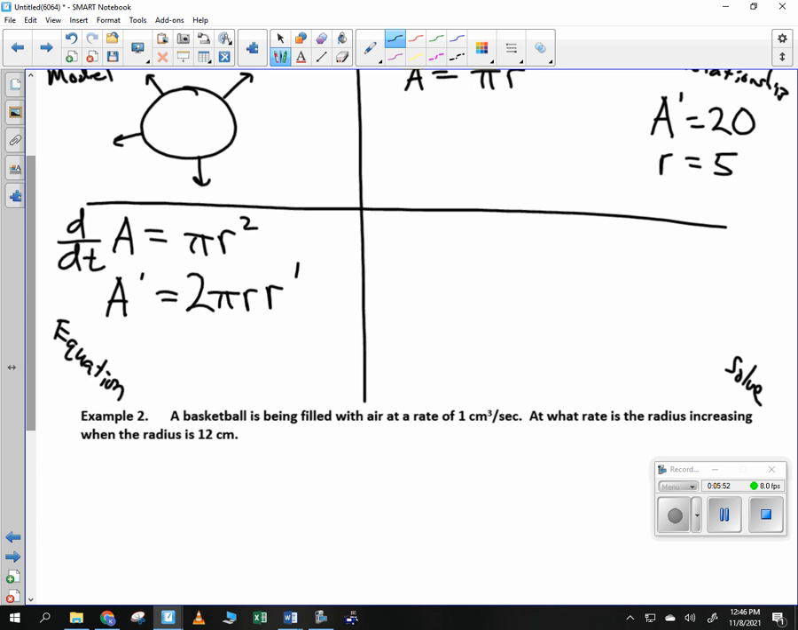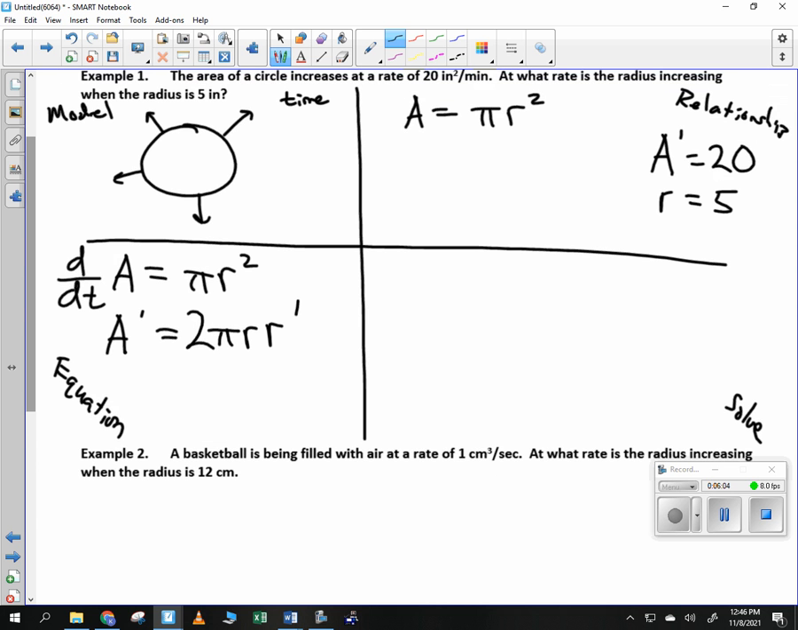We okay with that step? All right, so this is my derivative, okay? That's what I generally do in this box. I wrote the equation. This is the equation I'm going to end up using. And now let's go back to our important information.